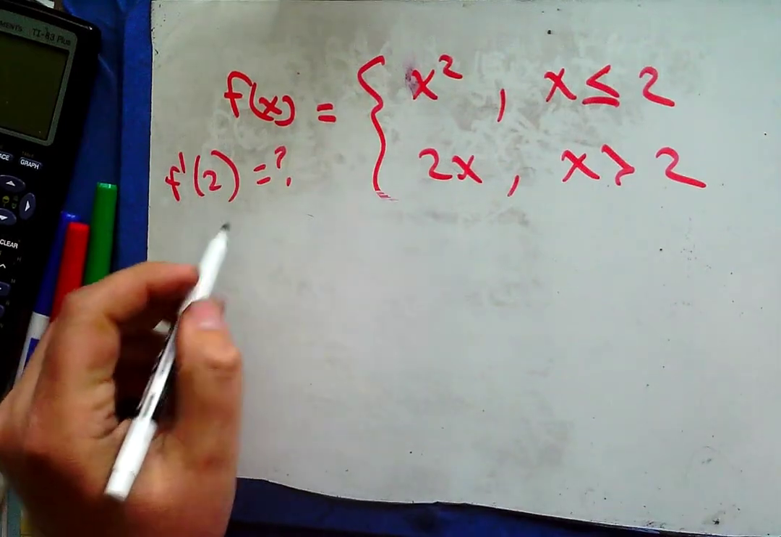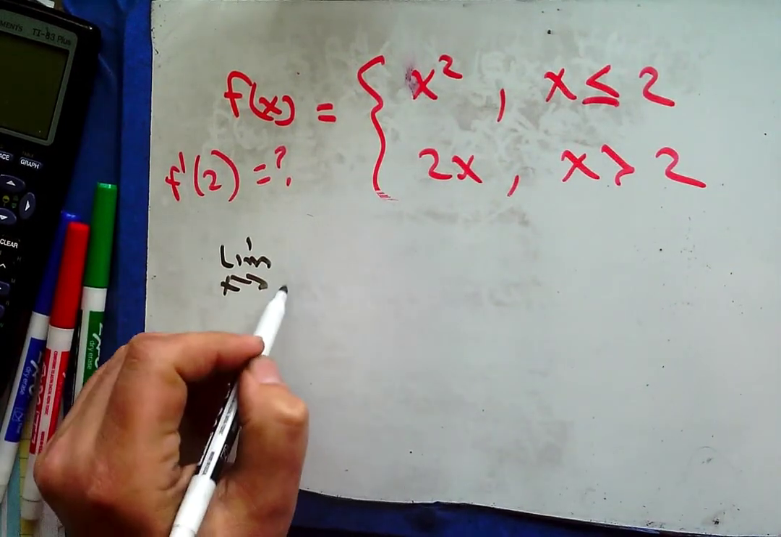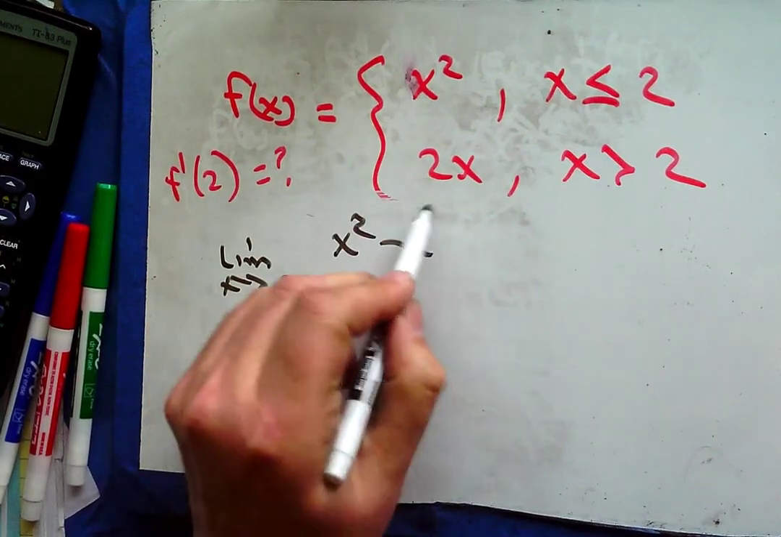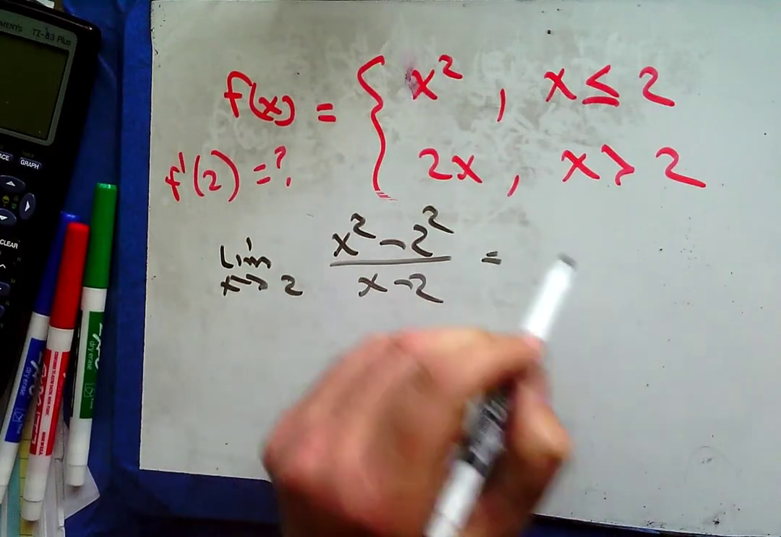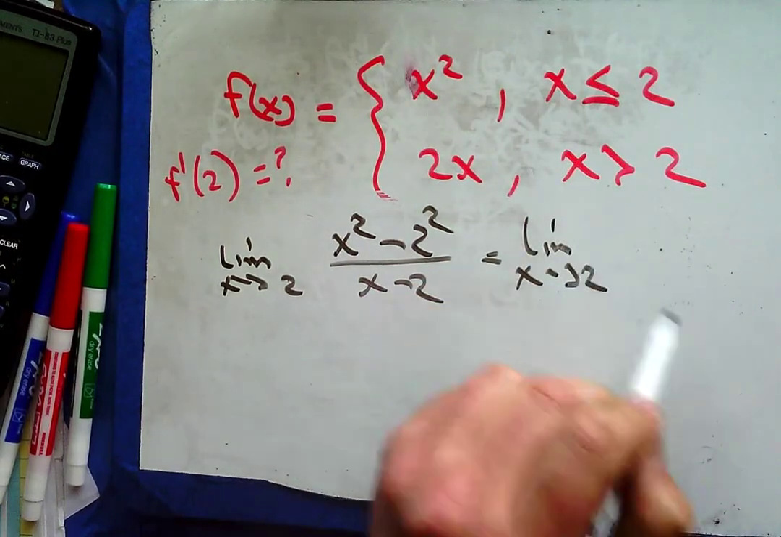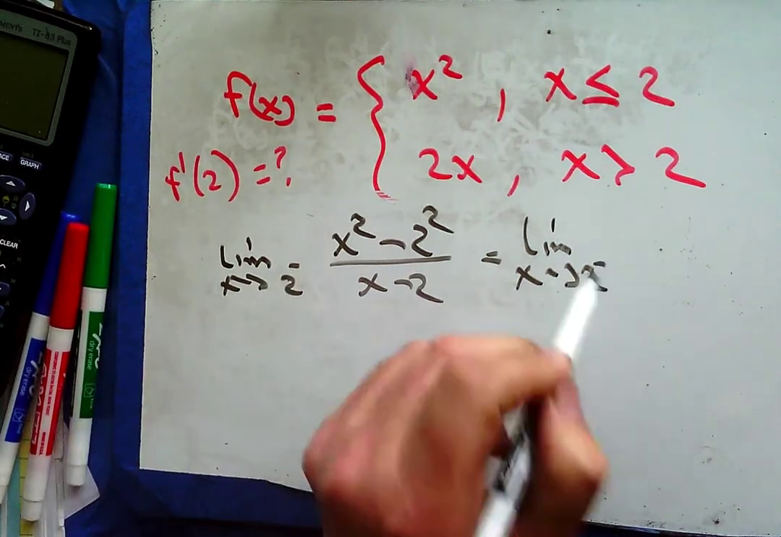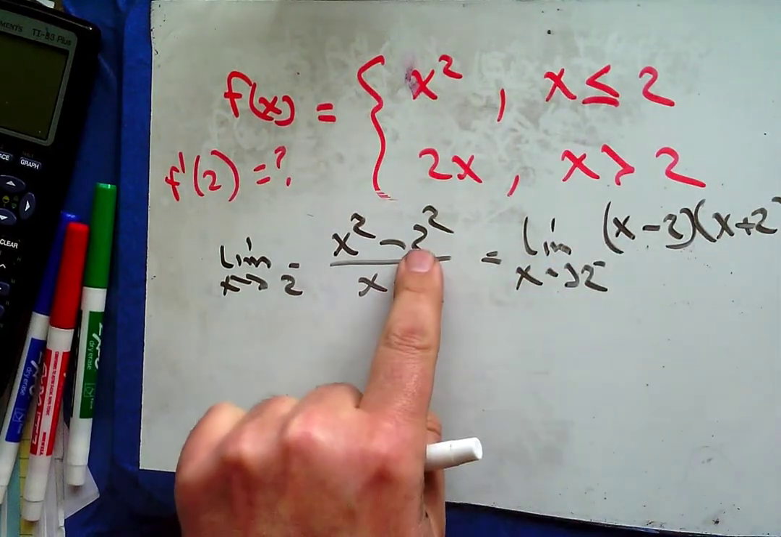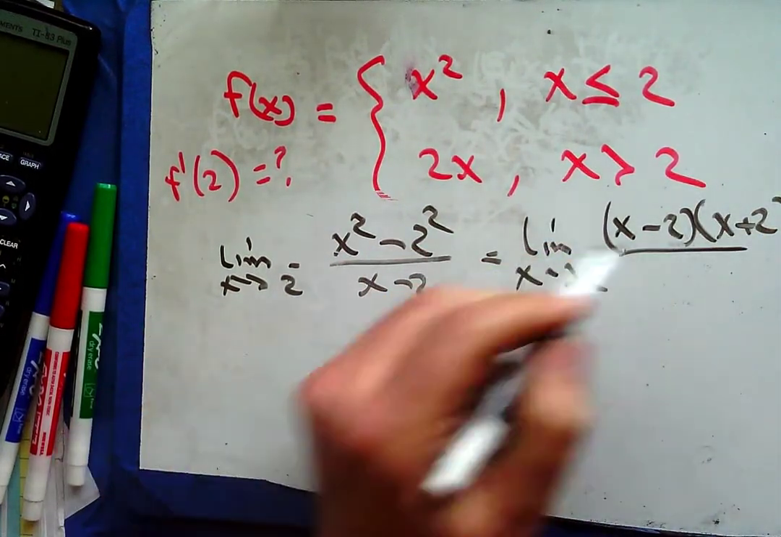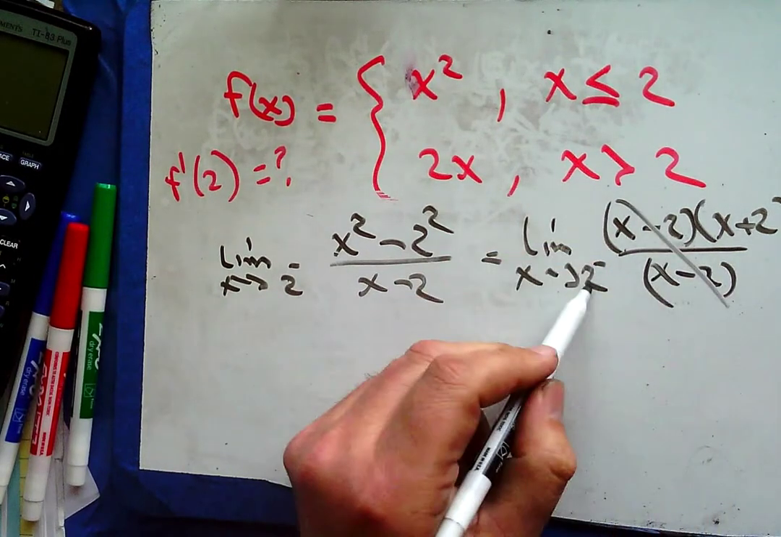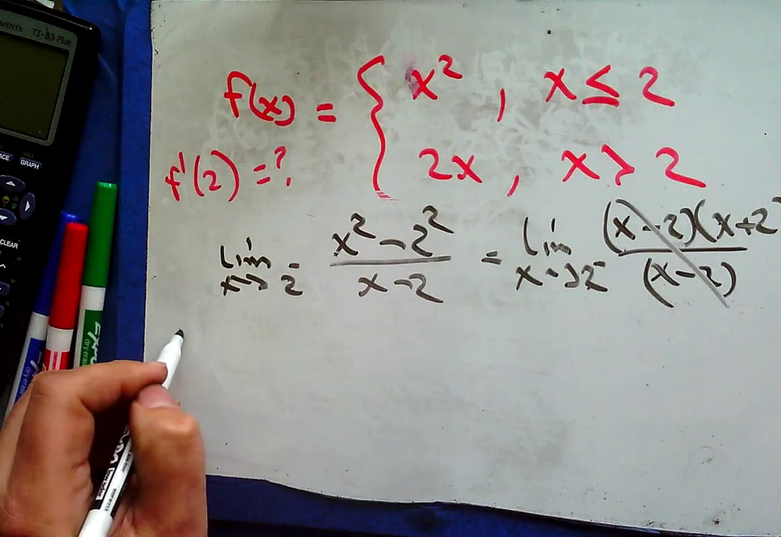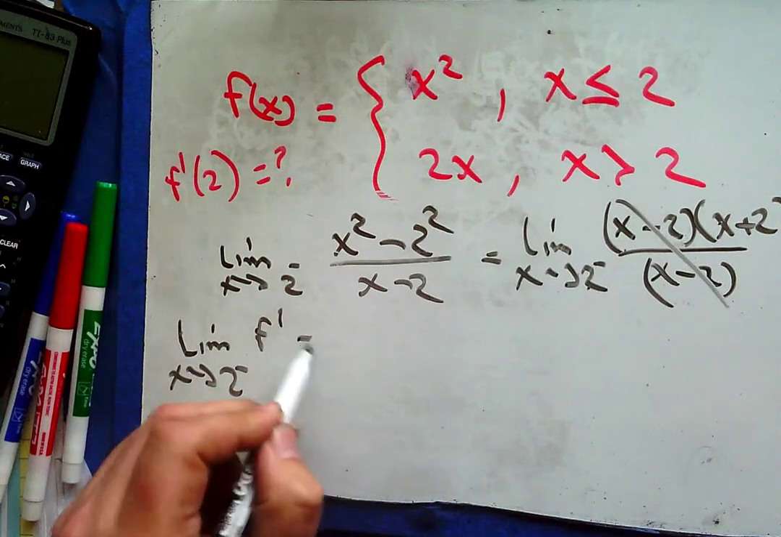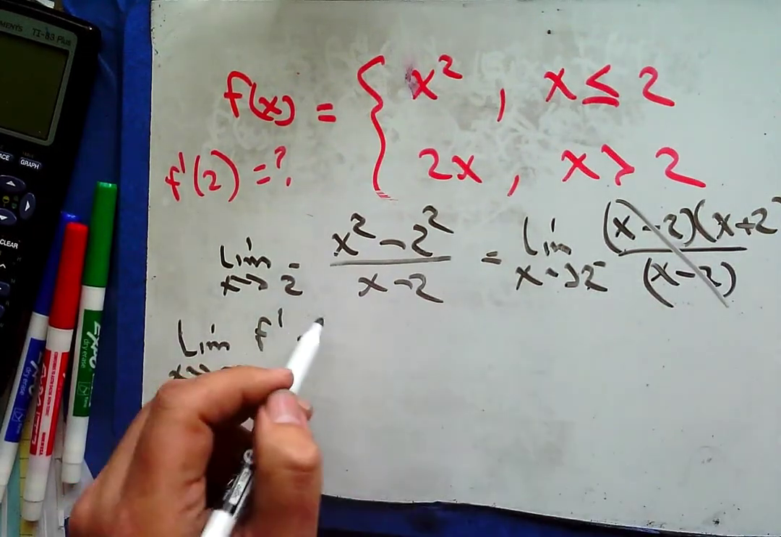Okay, so I'm going to check the limit of the slopes now. Let's check from the left side. The limit as x approaches 2 of x squared minus 2 squared over x minus 2. And that's going to be the limit as x approaches 2, coming from the negative side, of x minus 2 times x plus 2, because x squared minus 4 is a difference of squares, over x minus 2, cancel, and plug my 2 in. And what do I get? I get the limit as x approaches 2 from the negative side of f prime. I get the slope to be 2 plus 2 or 4.